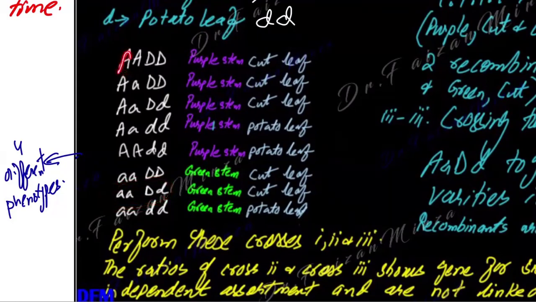So at least one capital A being there in this example will give a purple stem, and at least one capital D will end up getting cut leaf. Similarly, if both small a's are there together, the individual will have green stem. If both small d's are together, in this case, the individual will have potato leaf shape. So there are four phenotypes: purple cut, purple potato, green cut, and green potato. So four different phenotypes can be seen. So this is how the crosses go.